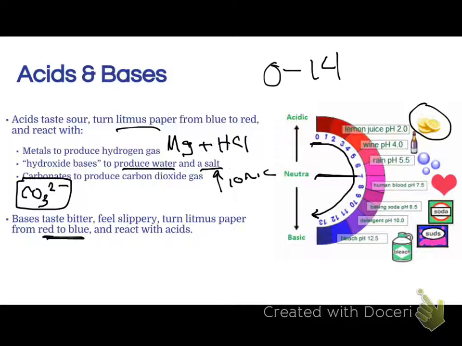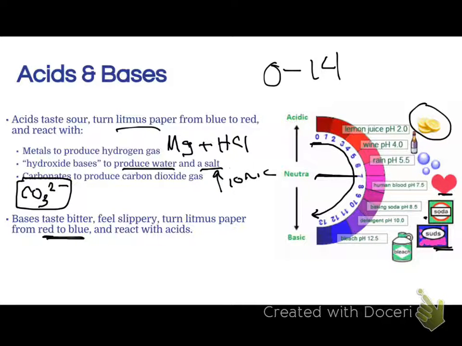Human blood is a little bit basic, with a pH around 7.4 to 7.5. Baking soda is a little more basic than that, and so is soap. Cleaning agents in general tend to be alkaline. They tend to be basic.